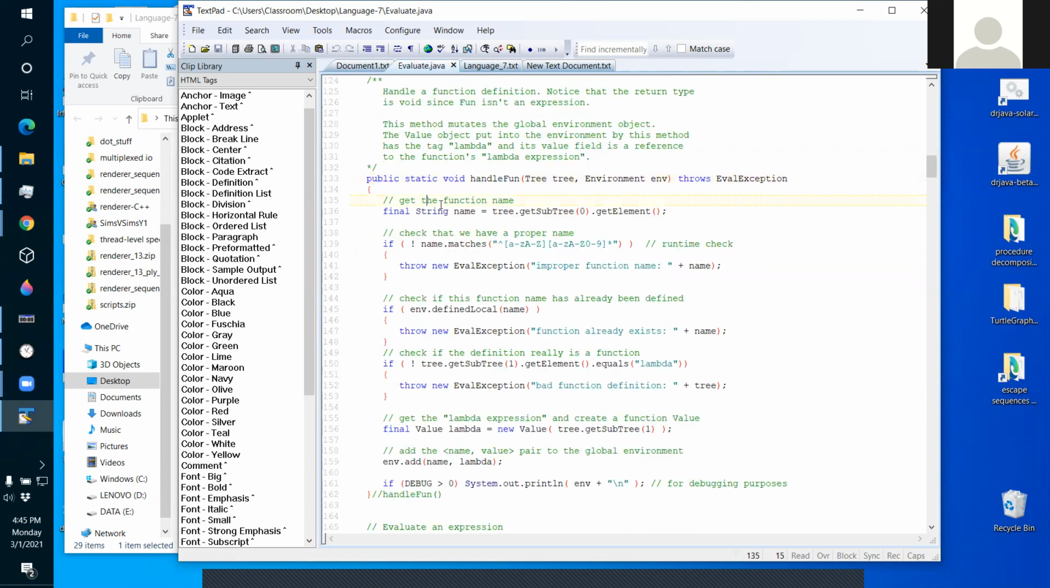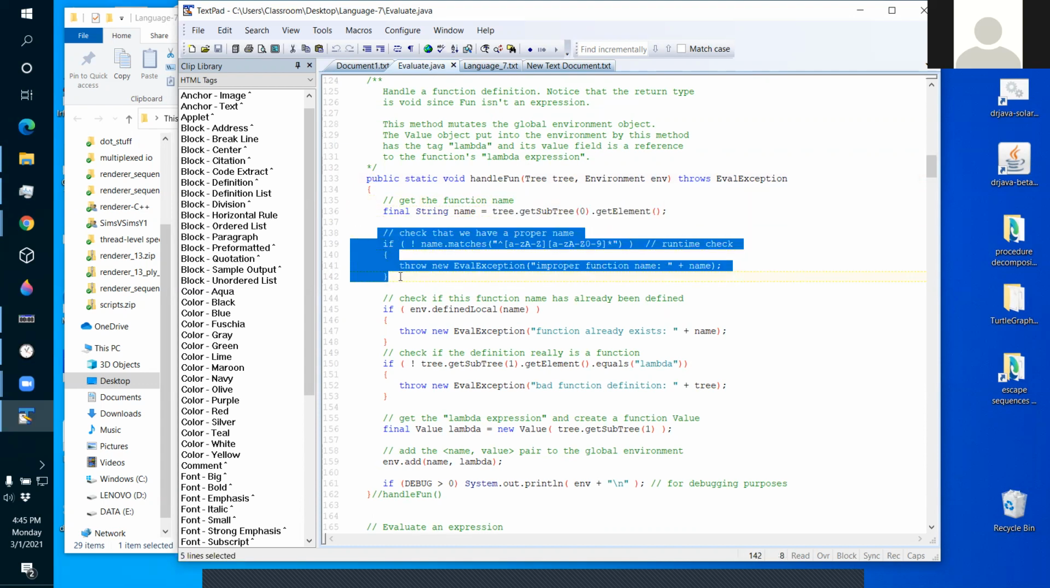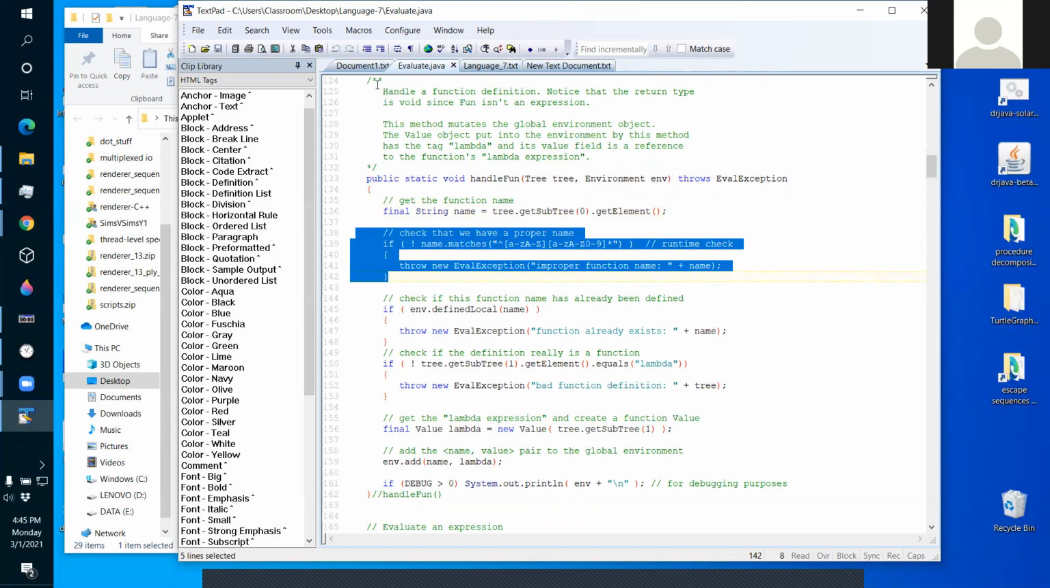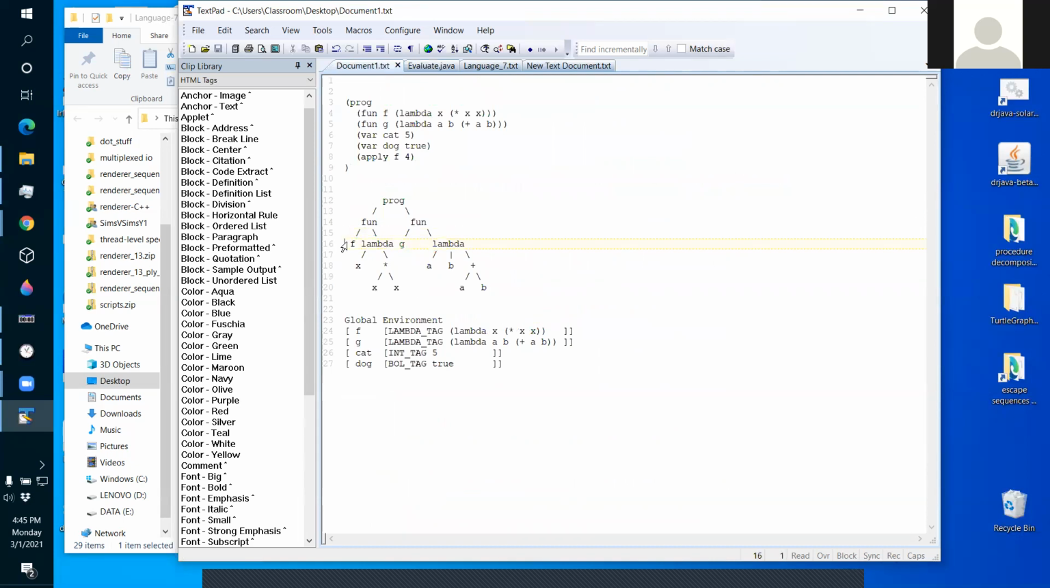So it gets the left tree and it checks that it's a proper variable name, something that begins with a letter and is a string of letters and numbers. So it gets the left branch, the 0 branch, and makes sure it's really a name. That's the first thing you do. Check that this is really a name.